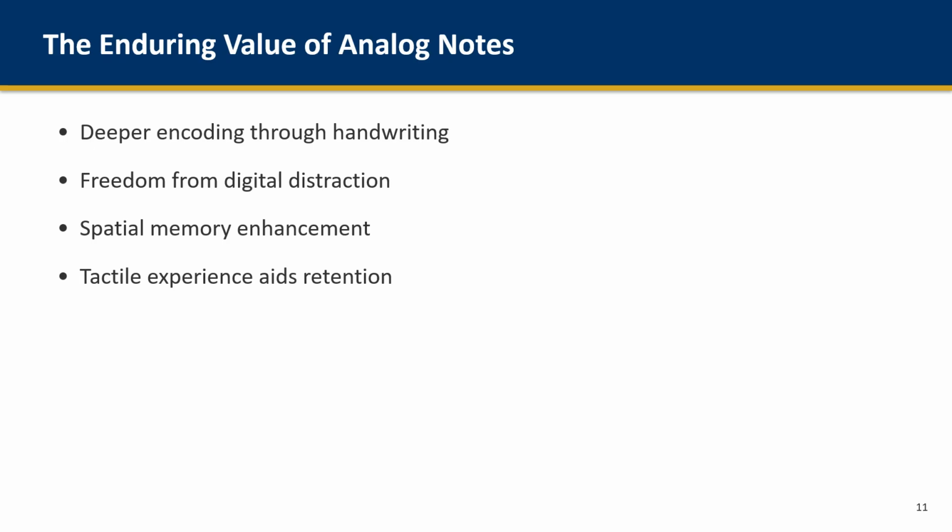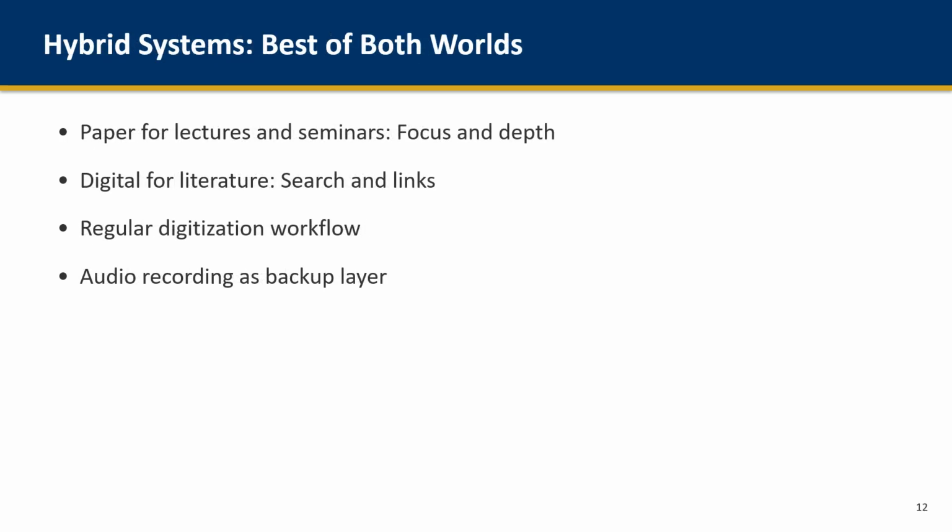Consider using analog methods for initial capture and deep thinking, then selectively transferring key insights into your digital system. Many successful graduate students develop hybrid systems that leverage the advantages of both analog and digital approaches. Rather than choosing one or the other, consider how each medium can serve different purposes in your workflow. Paper works exceptionally well for live capture in lectures and seminars. The focus and depth benefits of handwriting are most valuable when you are processing new information in real time.